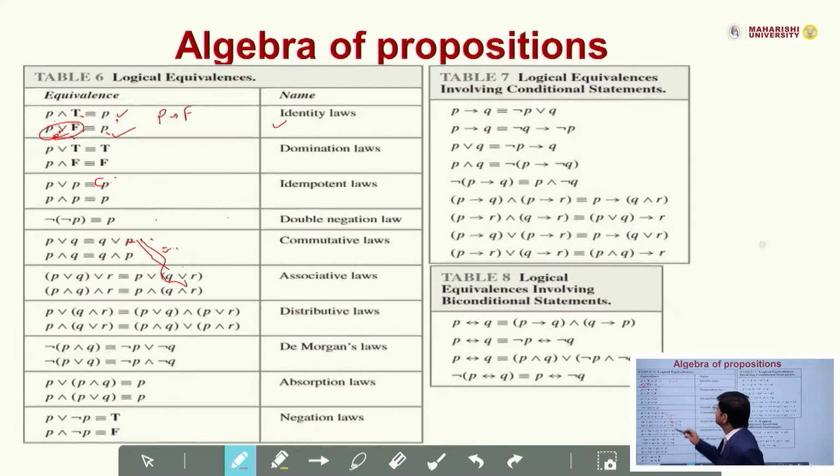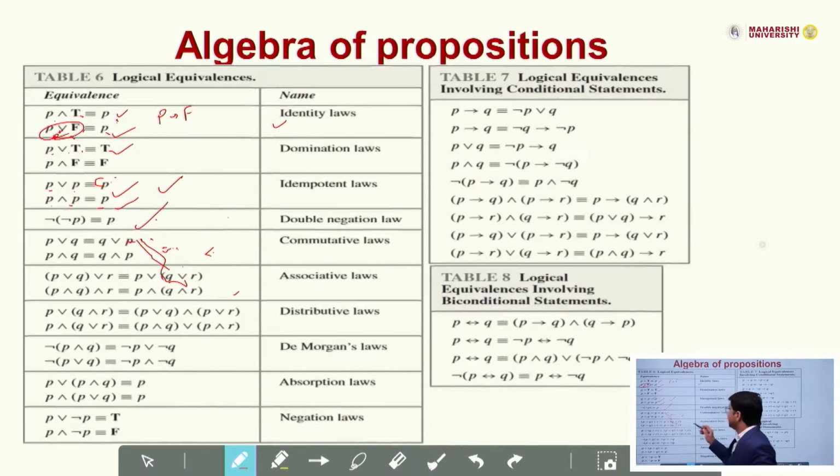The second law is the domination law. P or T is equivalent to true. P or T is equivalent to true. It is known as the dominant property. Similarly, the idempotent law: P or P is P, P and P is P. Idempotent law, both are the same. Double negation: negation of negation of any statement is the statement itself. Therefore, it is known as double negation.